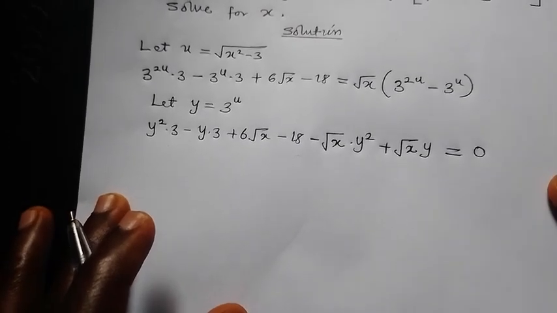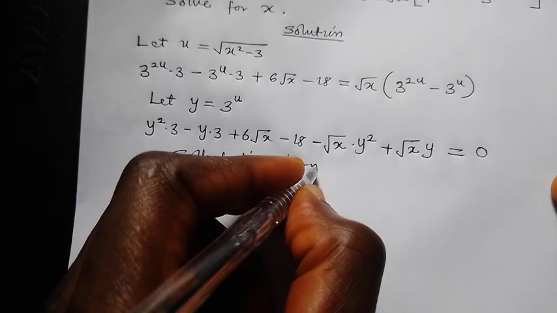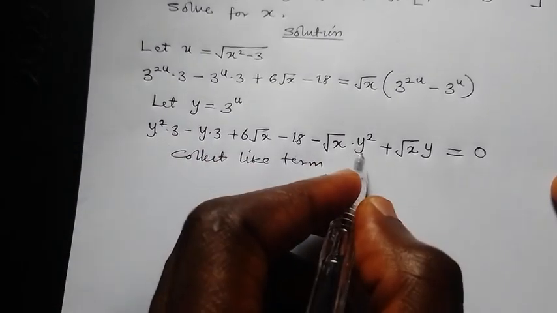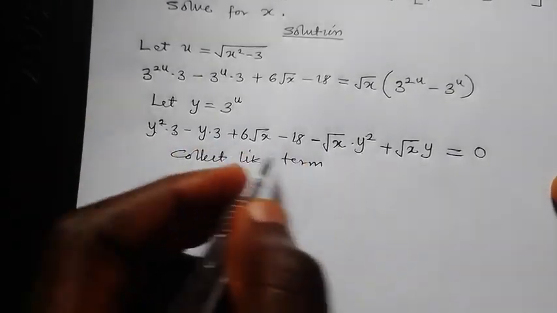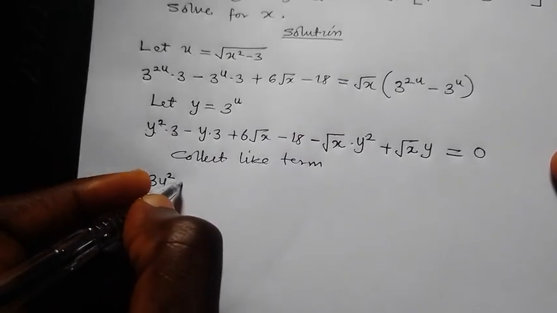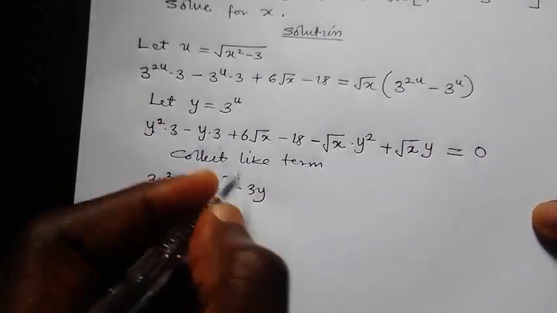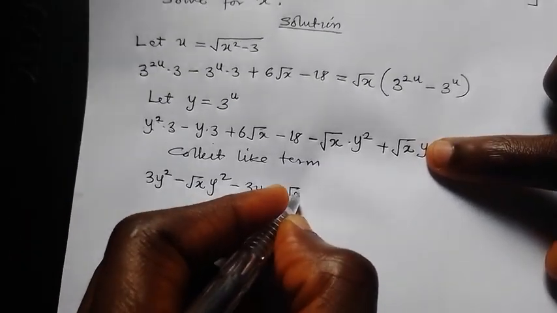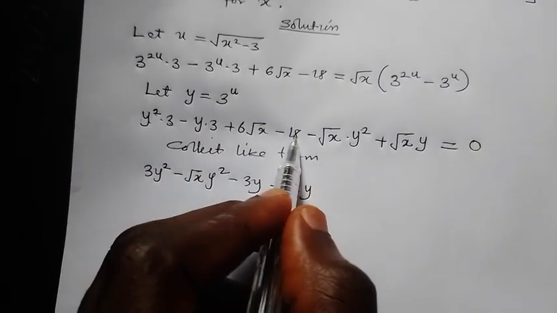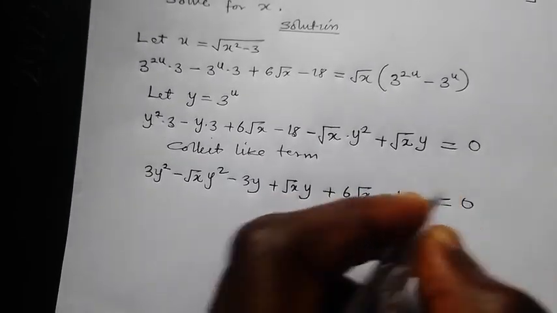Okay, now let me just collect like terms. There are terms that are alike here, like here we have 3y squared, and here we have root x y squared. So we have like terms, so let's bring the like terms together. So I can have 3y squared minus root x y squared, minus 3y, that's the like term of this, that's plus root xy, then we have plus 6 root x minus 18, all equals to 0.